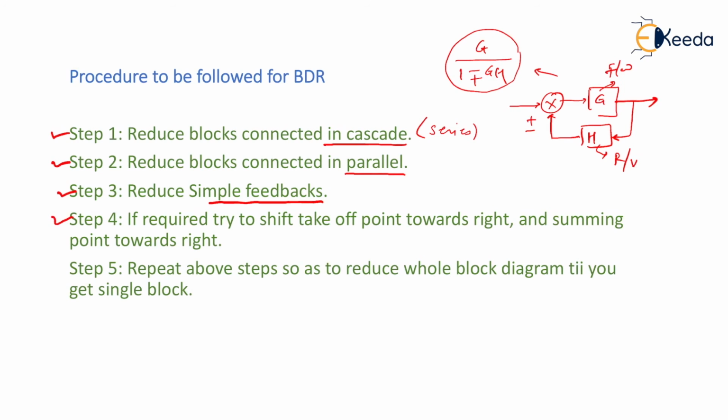Step number 4, now try to understand. If required, only if required, try to shift takeoff point towards right and summing point towards left. So far, whatever we have learned, we have understood what needs to be done if you want to shift takeoff point towards right and also towards left. You can shift takeoff point to right also and left also. You can shift summing point to left also and right also. But preferably, see what I have written in step 4: try to shift takeoff point towards right and summing point towards left. Okay, this has to be left. Let me just correct it.